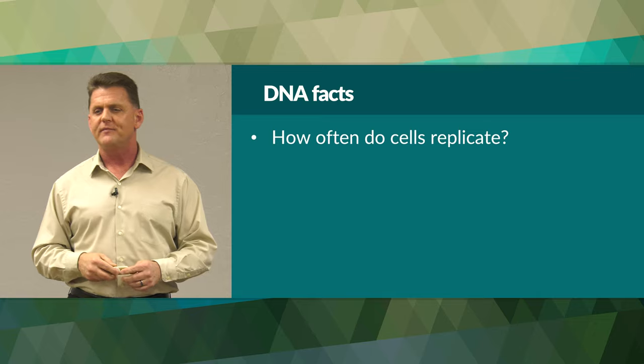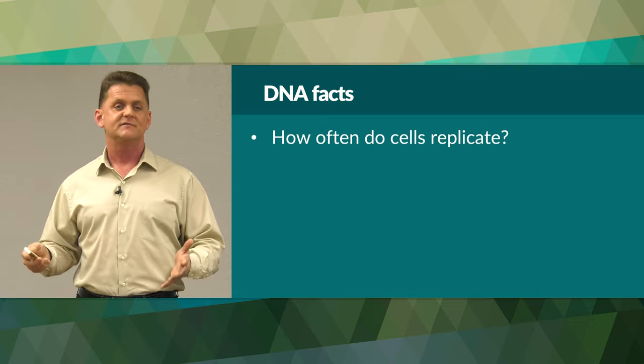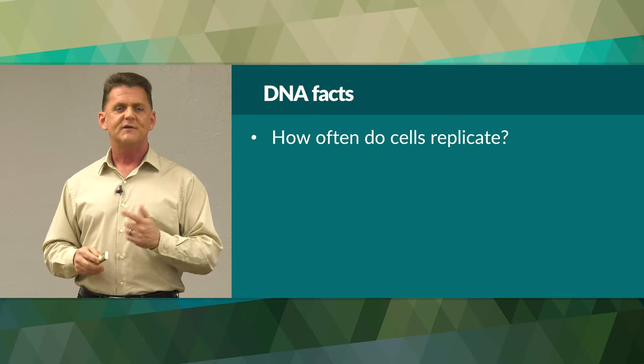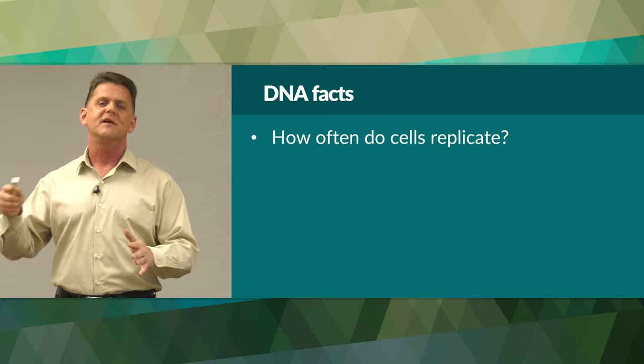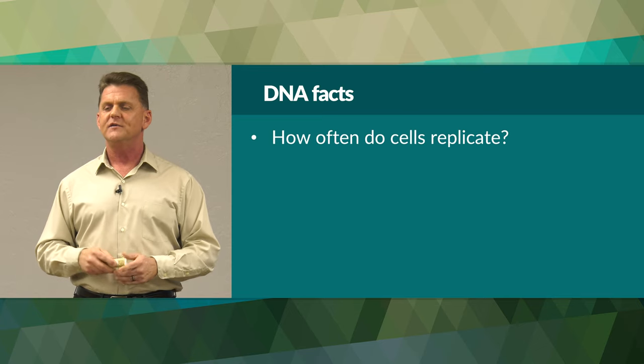When do they happen? Well, they happen most often during replication. Yes, most of our cells, not all of them, do replicate. They divide, they separate. One cell becomes two becomes four becomes eight. You get the idea. Well, why do they do that? Well, you can think of an example.